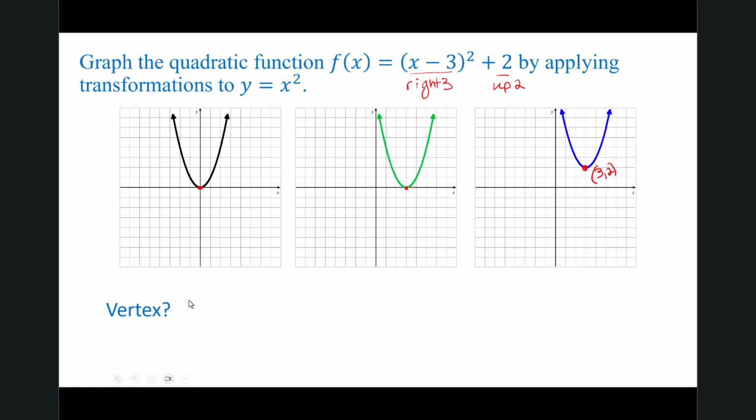Our vertex is the point 3, 2, and the axis of symmetry cuts the graph in half, so it's symmetric on both sides. For a quadratic function, the axis of symmetry is a vertical line, and in this case, it's x equals 3. That 3 is the same 3 from the vertex.